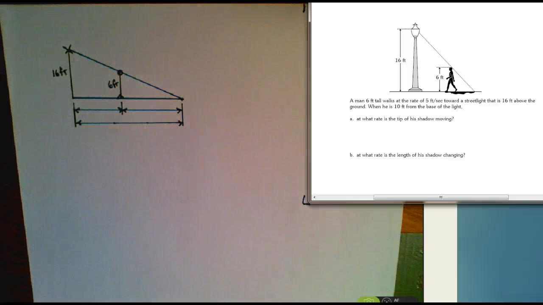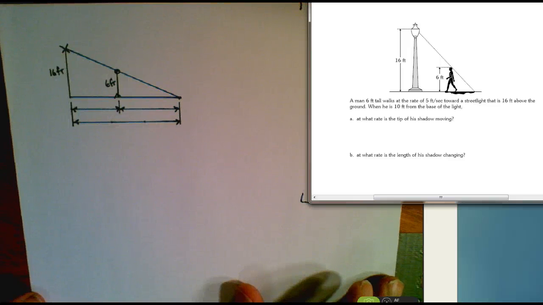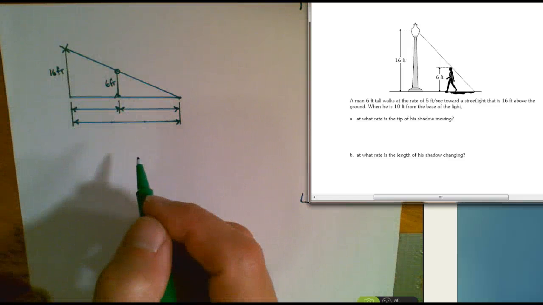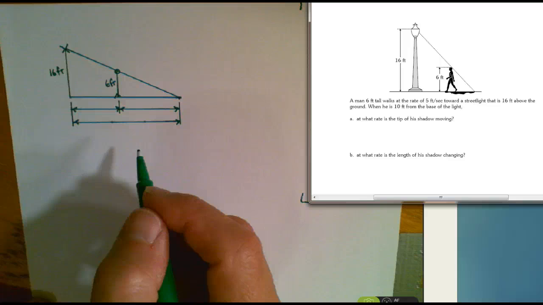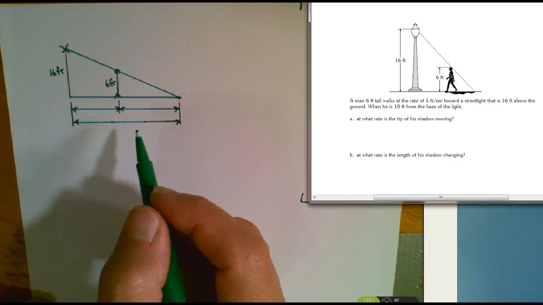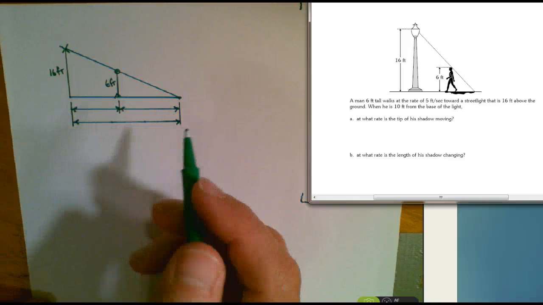Okay, we're going to go ahead and work on a shadow problem. In class, we've talked about the consistency of identifying our variables and what they represent. So let's start labeling our diagram based on the question. Now, we're looking for the rate at which the tip of the shadow is moving when a person is walking towards the light at 5 feet per second. The person is 6 feet tall, and the light is 16 feet above the ground when he is 10 feet from the base of the light.